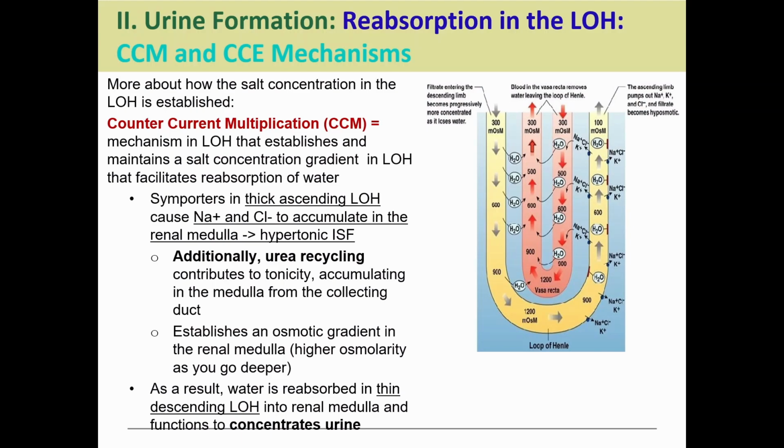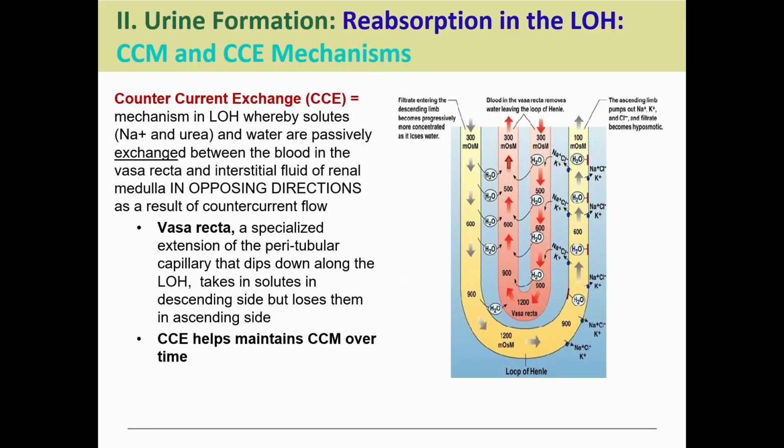Urea recycling will also contribute to tonicity, so it will also accumulate in the medulla from the collecting ducts, and then we get this osmotic gradient, where there's a higher osmolarity as you go deeper. So the deeper you go, the saltier it gets, the easier it is for water to be pulled out. As we go down, that thin descending loop of Henle is going to reabsorb a lot more water. It's going to help concentrate urine. With the countercurrent exchange, we're doing this exchange between the blood and the vasa recta, which is that one blood vessel that's diving down, following the loop of Henle.